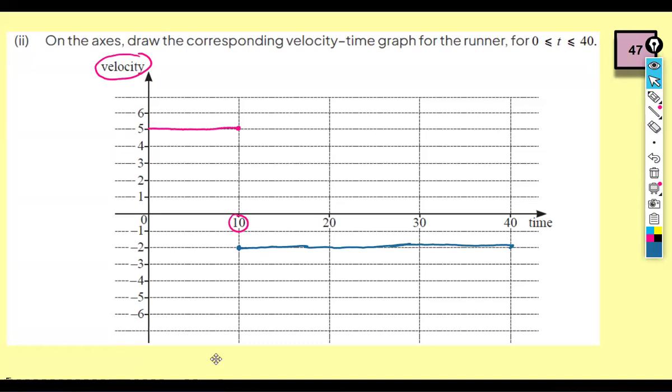Right? Leave that for 20 seconds. So you could connect it, but I don't think you'll get any extra marks for connecting it. But yeah, if you want to put a vertical line going down here, you could.